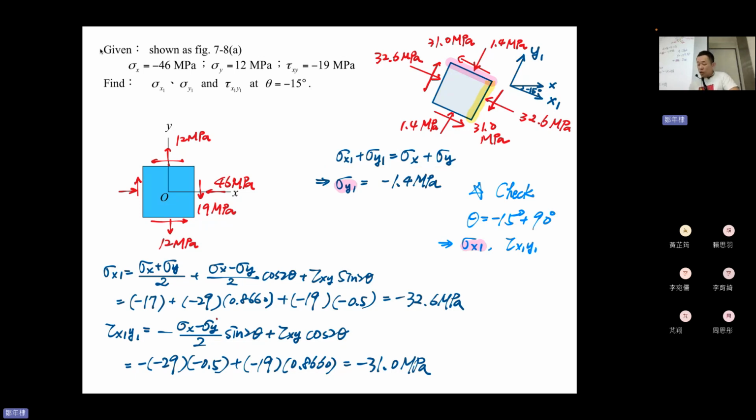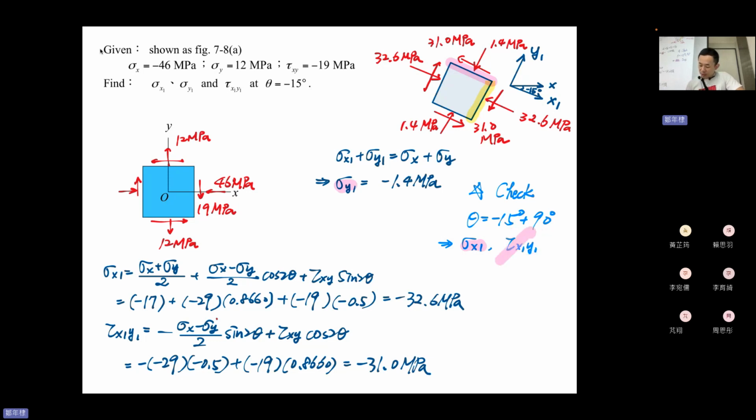However, I still encourage you to substitute theta equal to minus 15 plus 90 to determine the new sigma x1, and the new sigma x1 is actually the old axis y1. So you can determine sigma x1, and this is minus 1.4 MPa. And most importantly is this one.